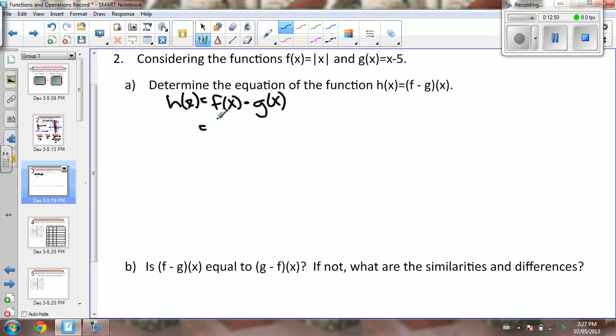So I could just plug in my functions here. f of x is the absolute value of x minus, now I'm going to put that x minus 5 in brackets for my g of x, because I need to remember to distribute that negative. So h of x is actually the absolute value of x minus x plus 5.